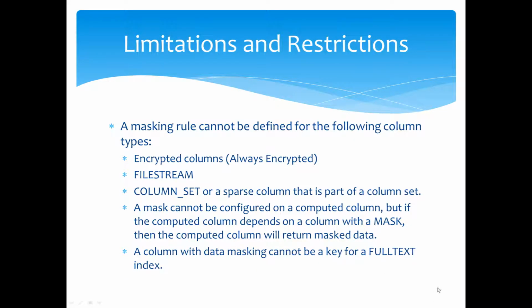And also a column with data masking cannot be a key for a full text index. That also makes sense because you're masking the data, so you're not really going to be able to use it as an index anyway. Like I said, masking is done at the end stage. So after it's done all of your pulling all that data together, doing all your joins, your wheres, group bys, and so forth, then it's actually masking that data to display it to the user.